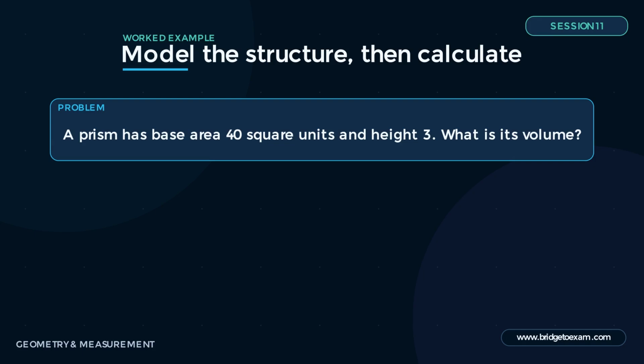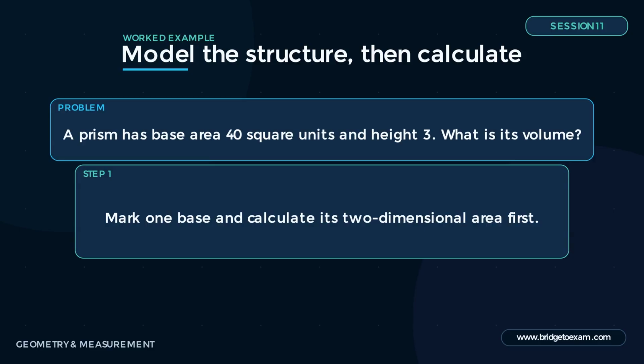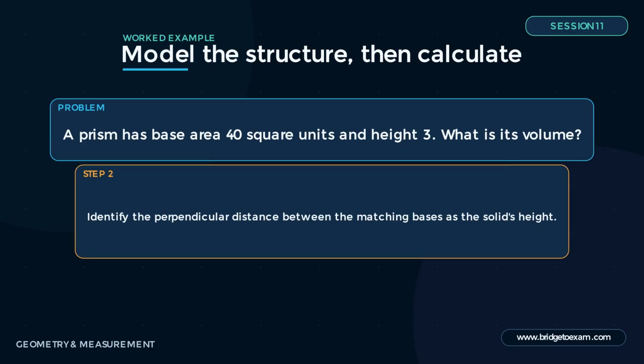Let us model a complete example. A prism has base area 40 square units and height 3. What is its volume? Step 1 is to organize the information. Mark one base and calculate its two-dimensional area first. Step 2 chooses and sets up the relationship. Identify the perpendicular distance between the matching bases as the solid's height.